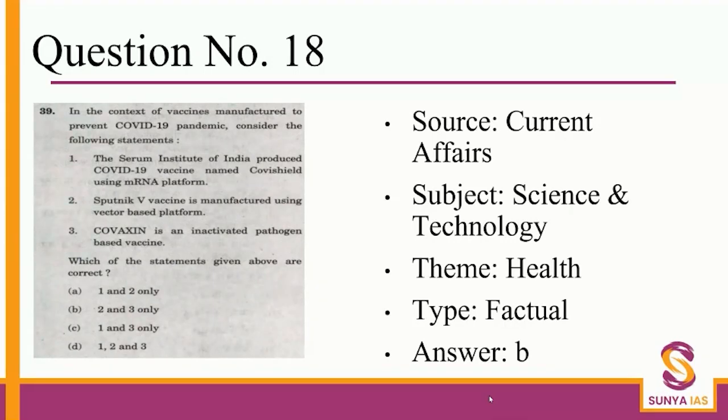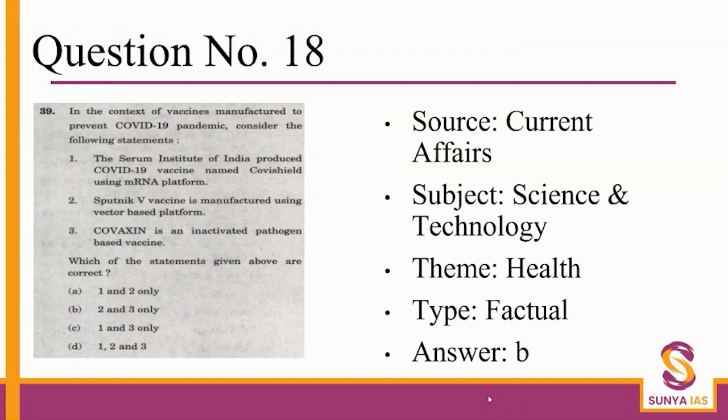One, the Serum Institute of India produced the COVID-19 vaccine named Covishield using mRNA platform. Second, Sputnik V vaccine is manufactured using vector-based platform. Third, Covaxin is an inactivated pathogen-based vaccine, right? So which of the above statements are correct?